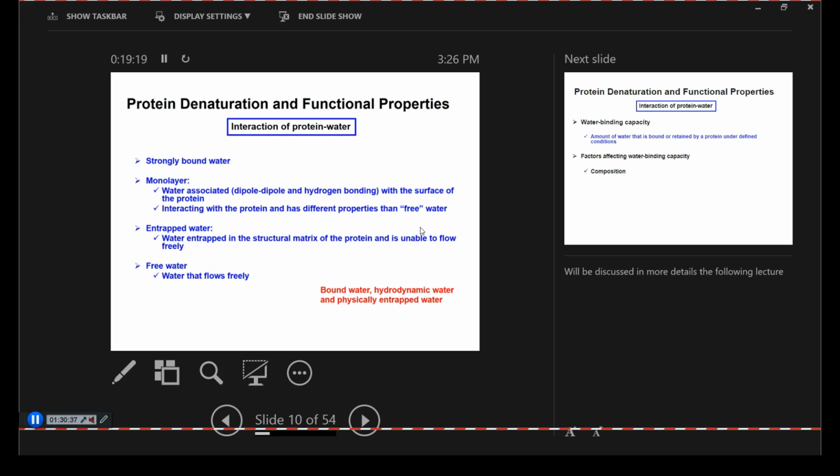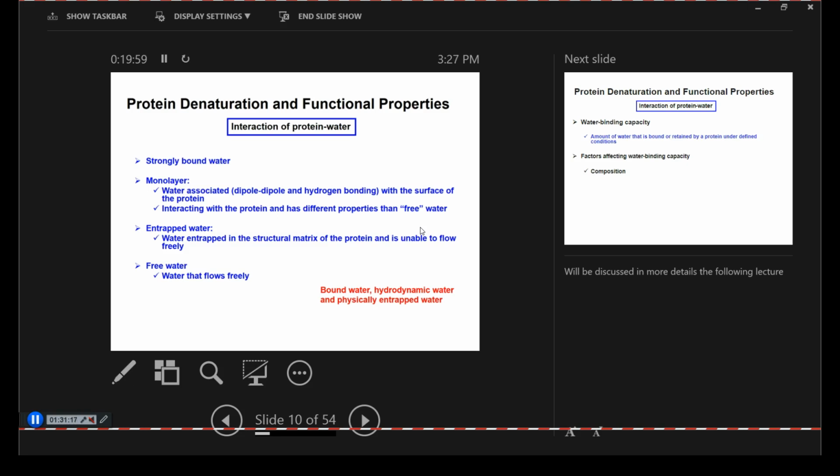So if we want to categorize the water and its interaction with the protein, we have different categories. We have the strongly bound water that is bound via hydrogen bonding and dipole interaction. So it is really bound to your protein. And then water also completing the monolayer. So this is interacting with the protein and has different properties than the free water. That means it's not really available for reactions.